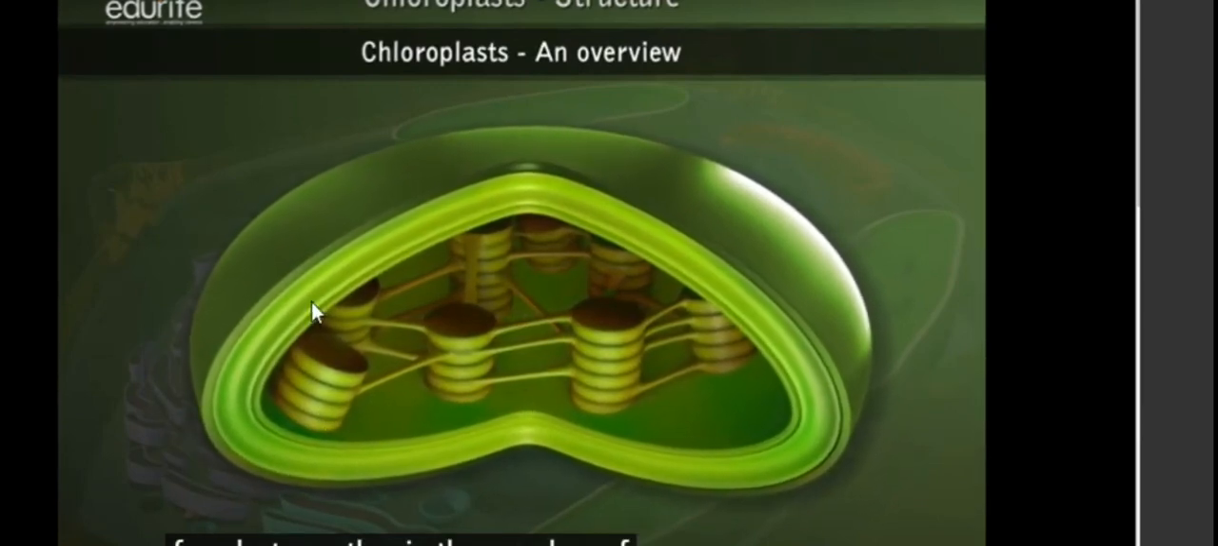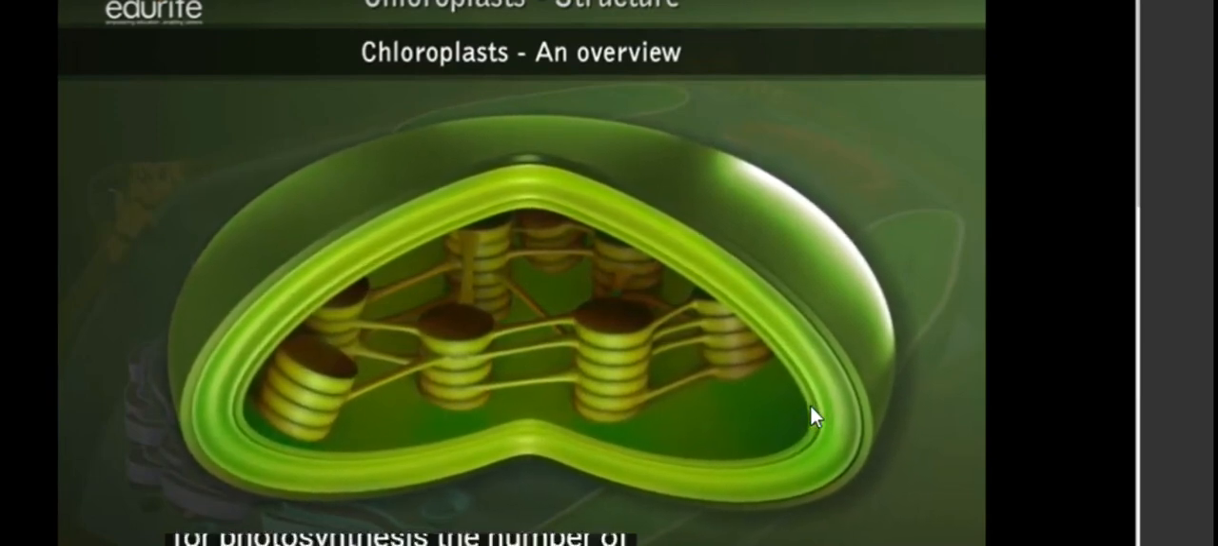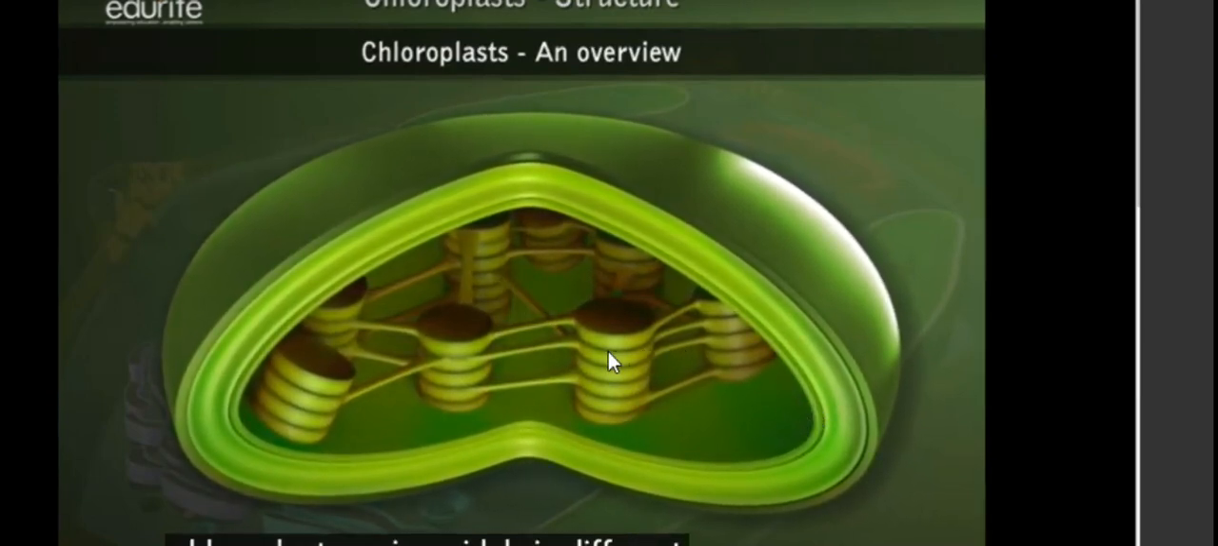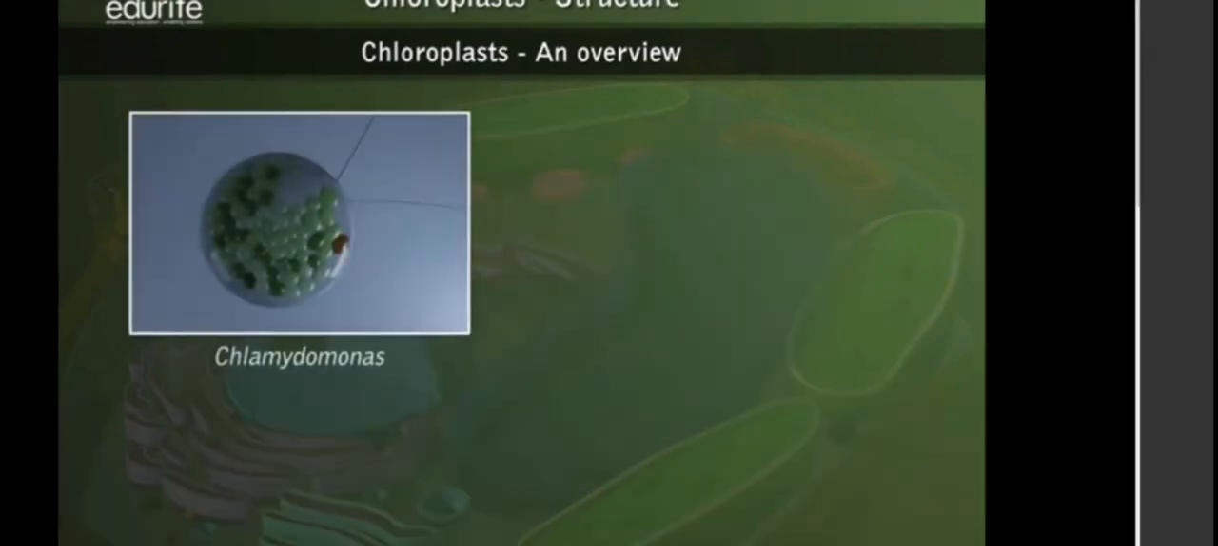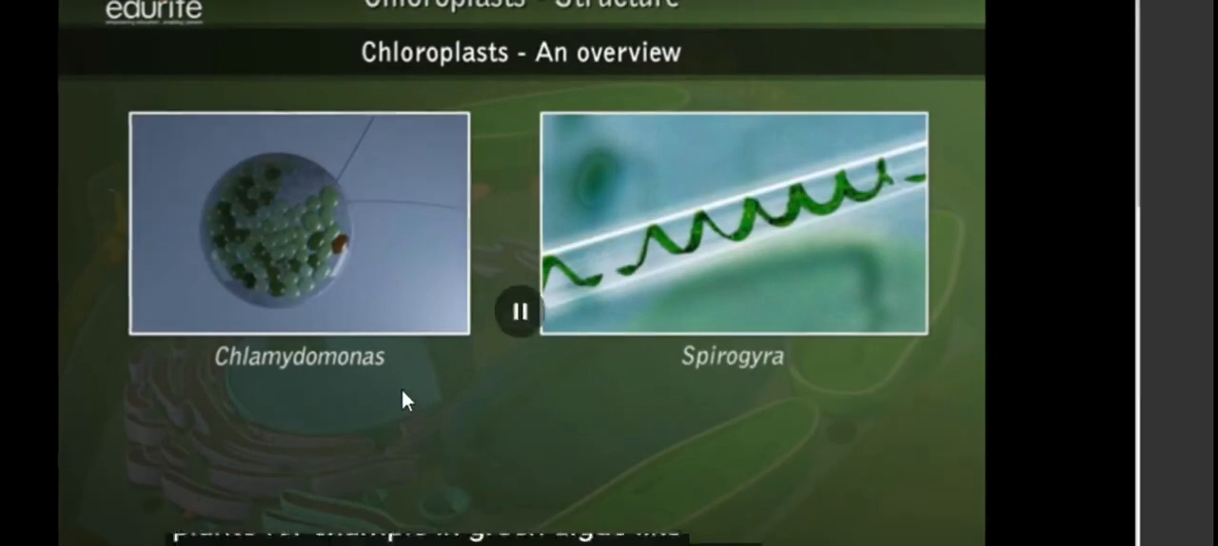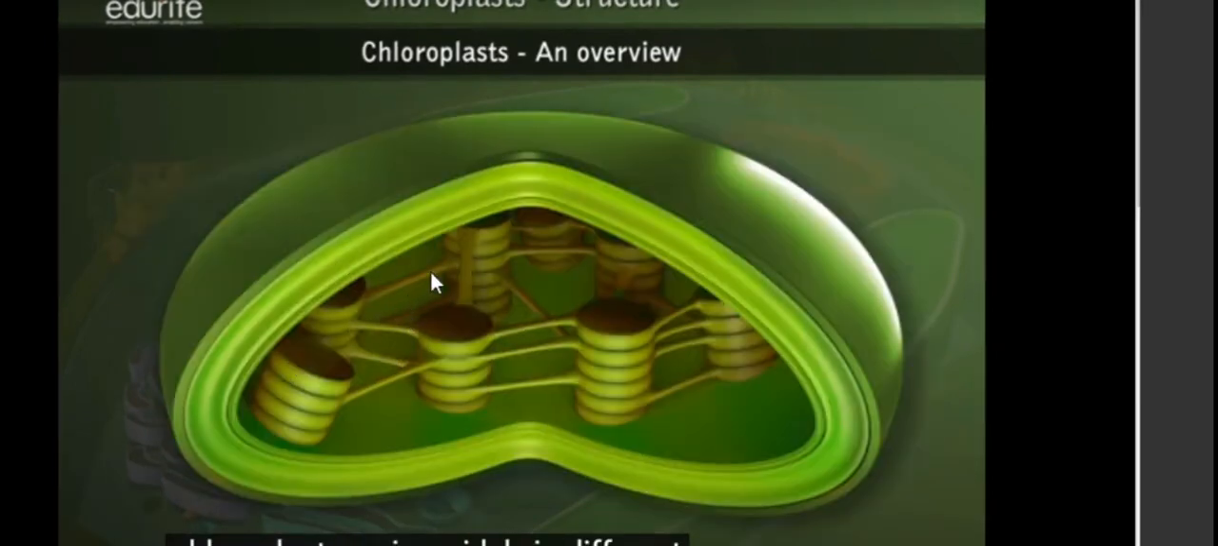Now look here. If you cut this part of the chloroplast, you will see that a number of coin-like structures are present. They are stacked in a stalk-like form, and each coin-like structure is called a thylakoid. Thylakoid. Okay.